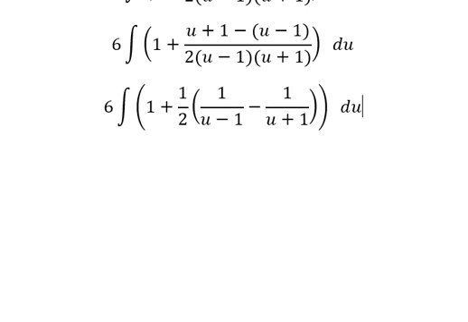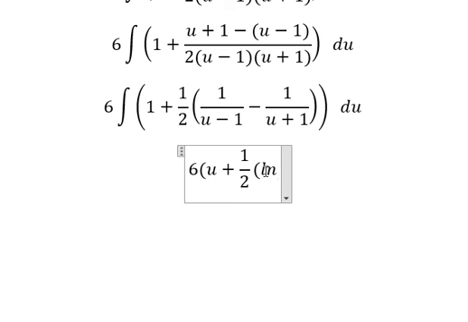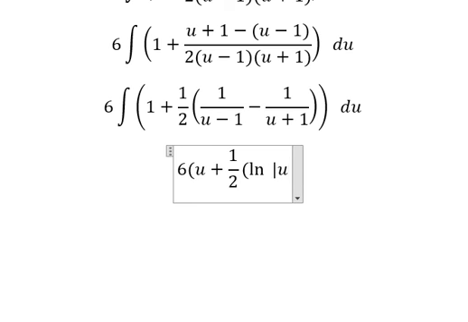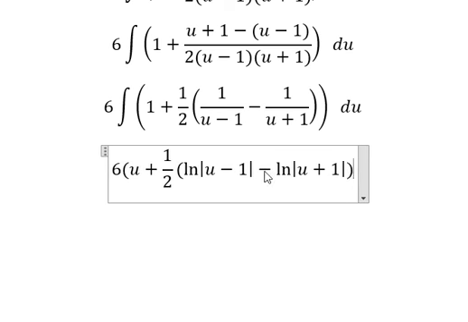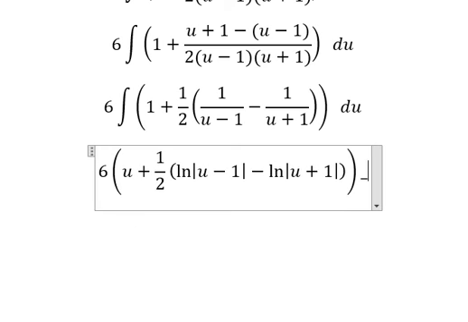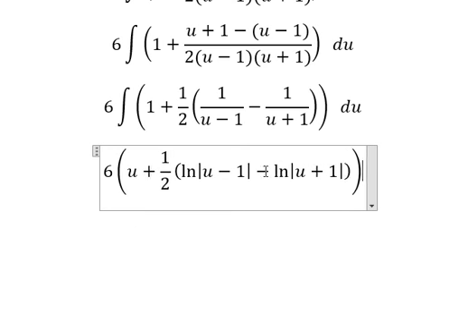And now we have the final answer. The integration of number 1, that is u. The integration of this one, we have ln of the absolute value of u minus 1. And the next one. After that, I will put c.